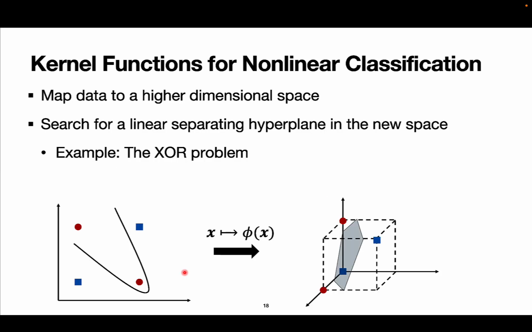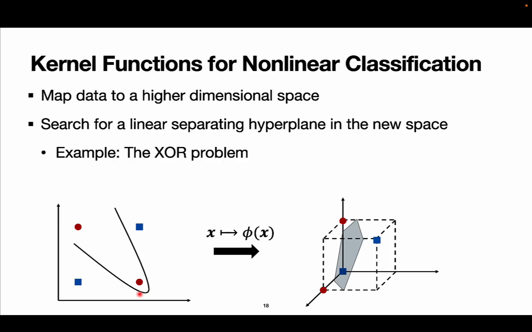Moving on, let's discuss the nonlinear extension of SVMs using the classic XOR problem as an example. As you can see, we have two variables x1, x2 in the original two-dimensional space, but there is no straight line that can separate the red points and the blue points.